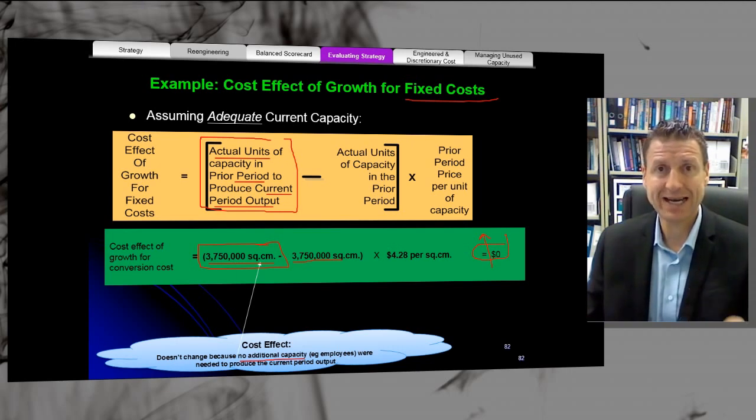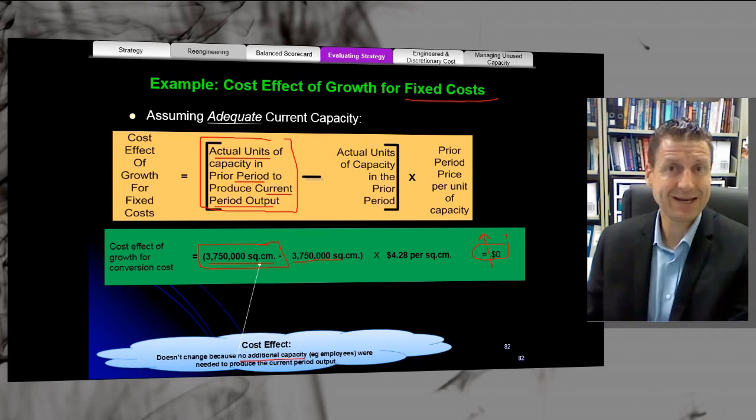But if there is inadequate capacity, then we're very much using the same formula. But when there's inadequate capacity, you know that the costs are going to be unfavorable, and it's going to have an unfavorable signal to top management. Let's have a look at the next slide, shall we?